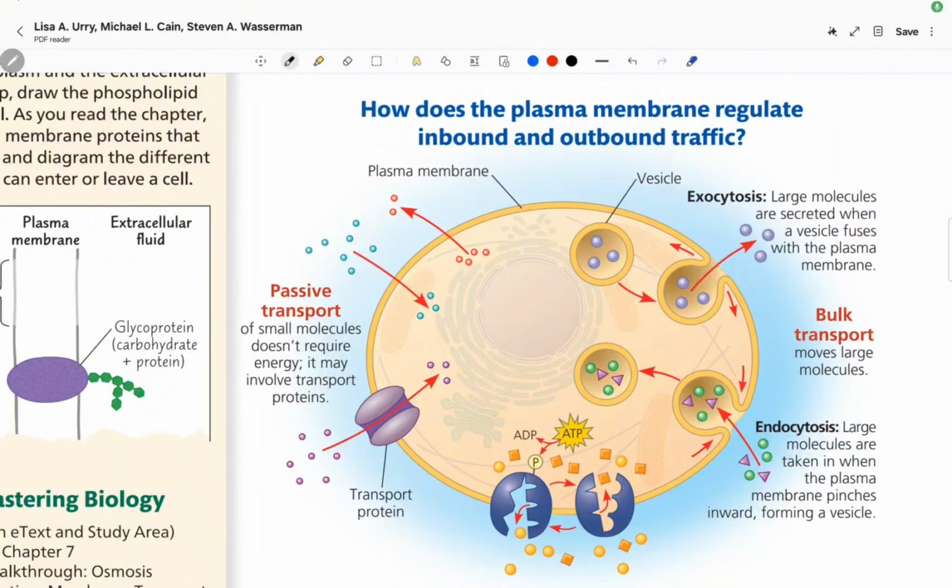Okay, so look guys, here we have a cell membrane. Some things will be moving from high concentration to low concentration without the need of any help. This is called simple diffusion.